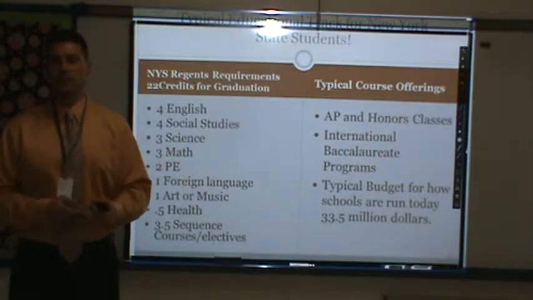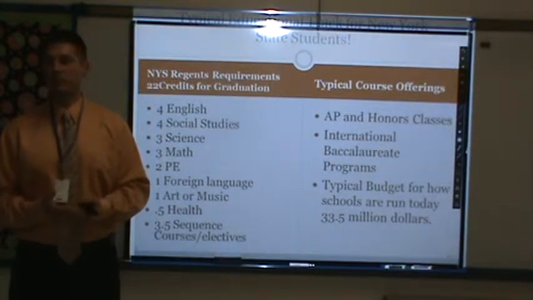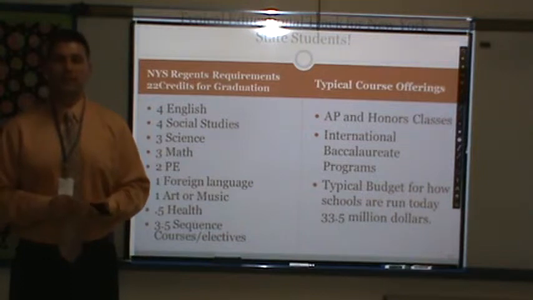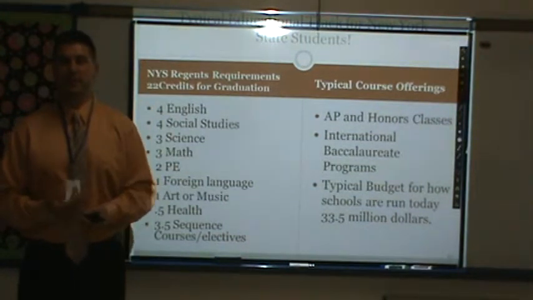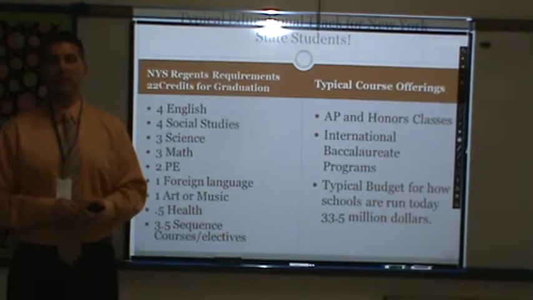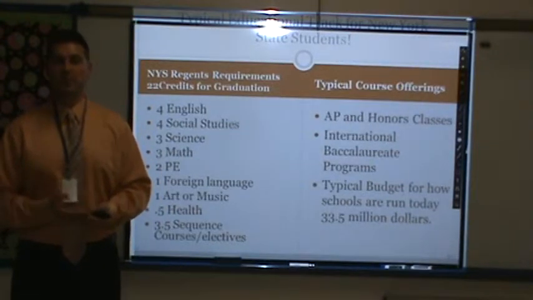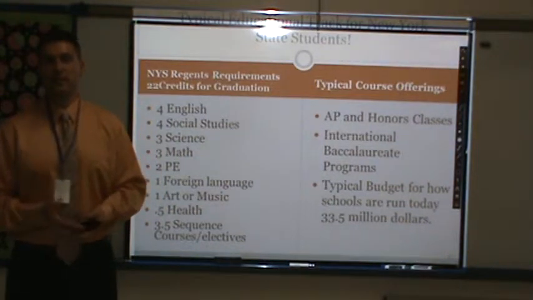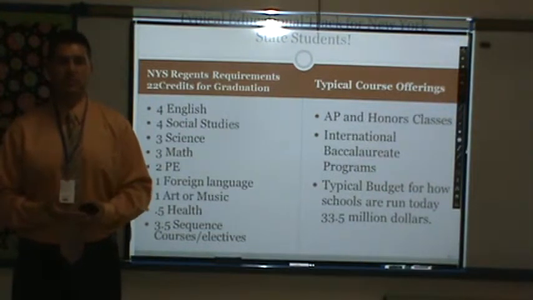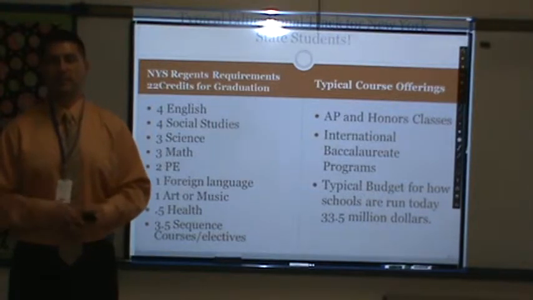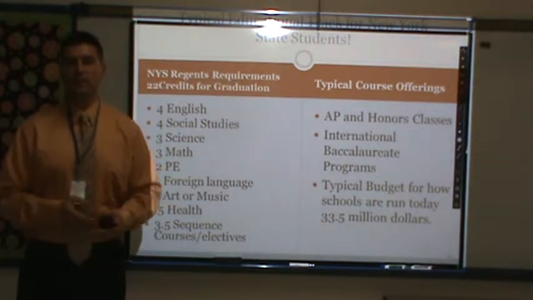Some of the typical course offerings, like I mentioned before, would be AP and honors classes, or they could be supplemented by an International Baccalaureate program. The typical budget for how schools are run today is roughly around $33.5 million. We took the average of 4 or 5 schools in the local area, and that's roughly what they spend today for their budget.